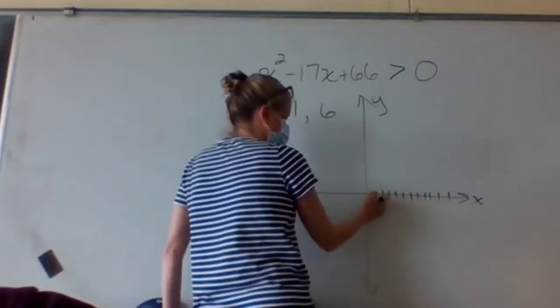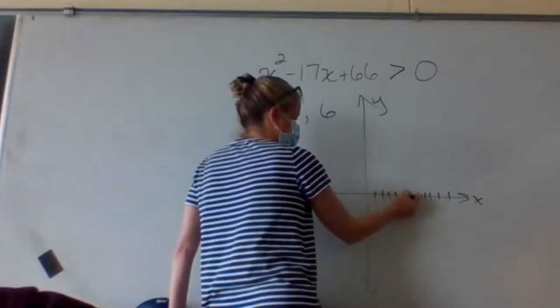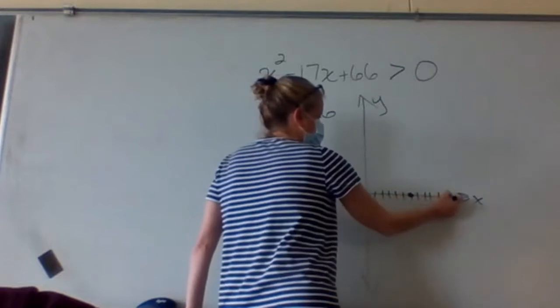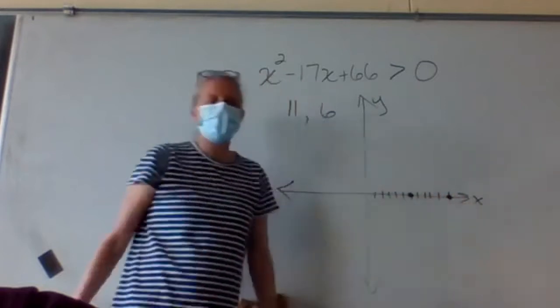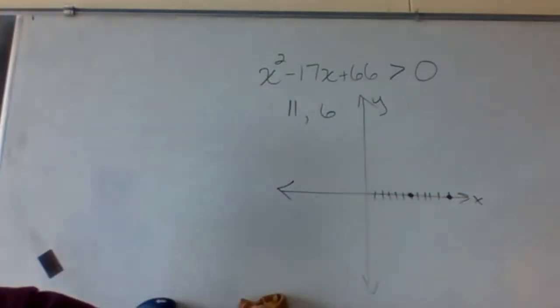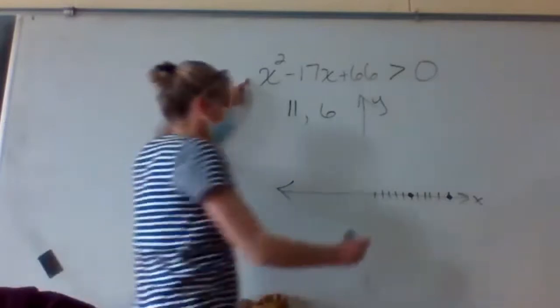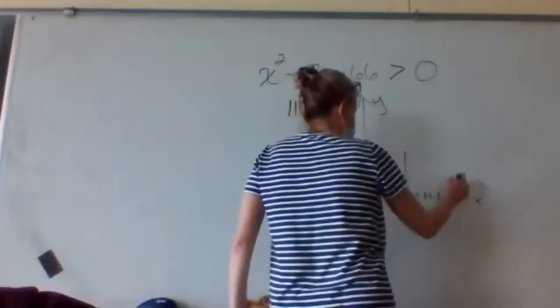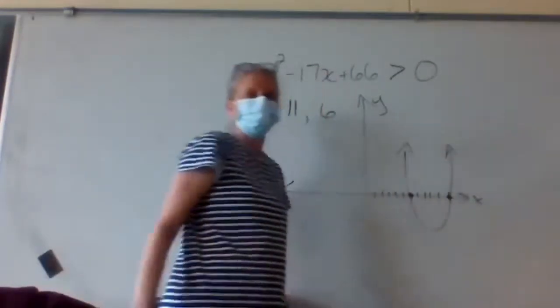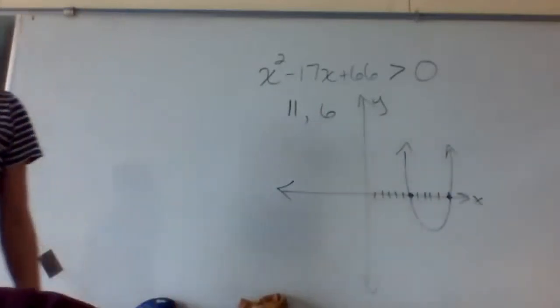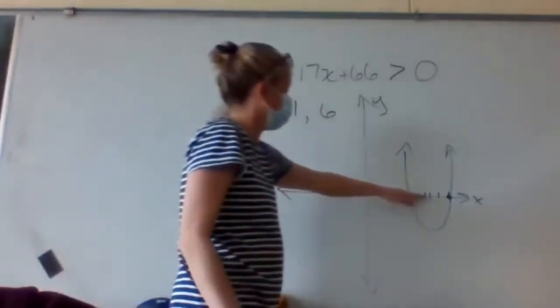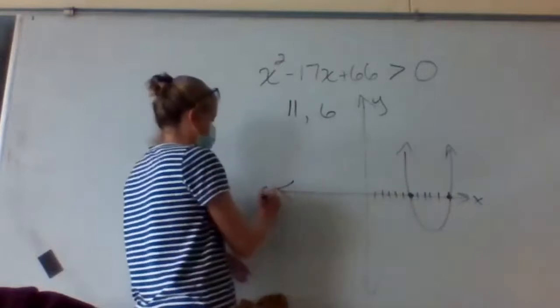So positive 6, 1, 2, 3, 4, 5, 6, and positive 11. So it's going to cross through the x-axis in those 2 spots. Right side up. So here's my 0, right? This line right here, that's my 0.